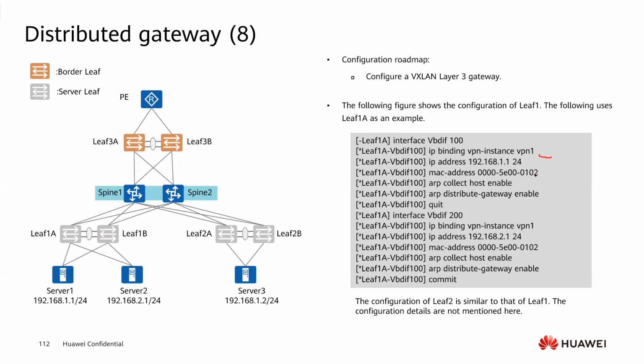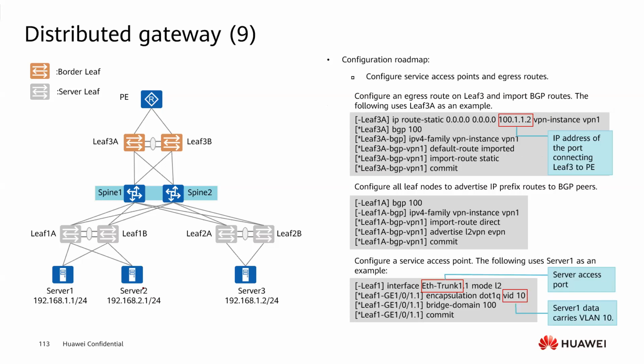We need to enable the ARP collection or the enable features. We need to enable the ARP distributed gateway features, and also we need to configure them to have the same MAC address. All right, just because they are distributed gateways, they should have the same MAC address. So before and after migration, the server doesn't need to learn the IP information again.